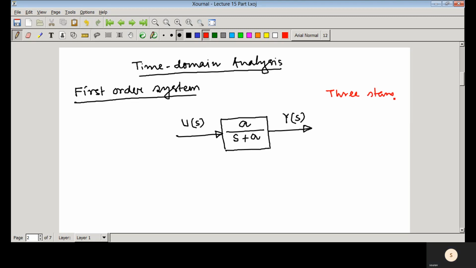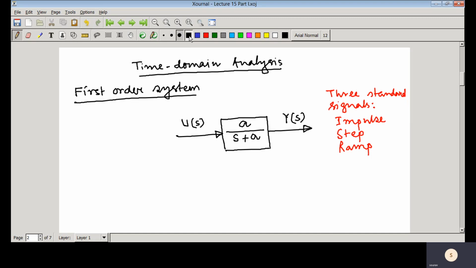That is three standard signals. One is the impulse, then step and ramp. We have already discussed those signals, and I think you have studied them in detail in your signals and networks course. So now let us see what would be your output whenever input is unit step.